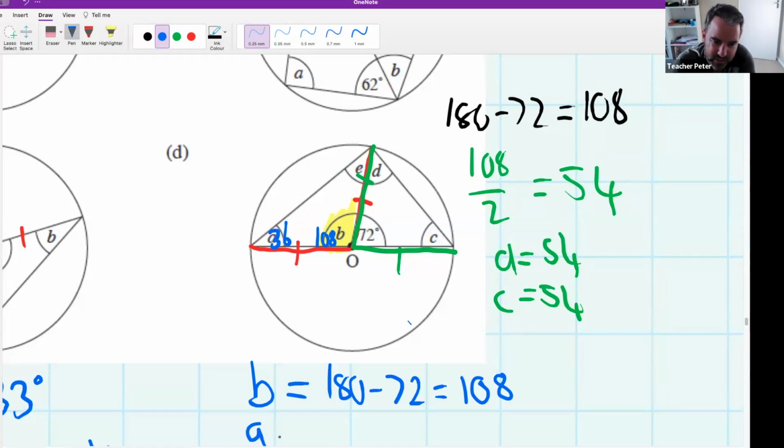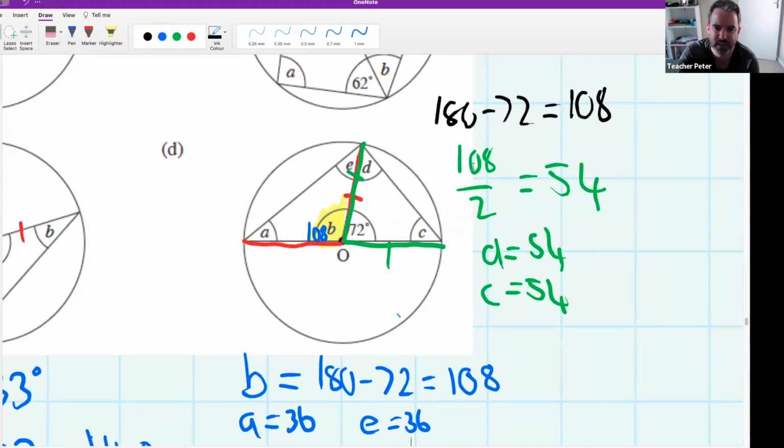A will be 36. The other way you could have done it is you could have said 180 minus 108, divide by 2, and you would have got there as well. Yes, sir. And then I assume that E would also then be 36. Yes. Okay, perfect.